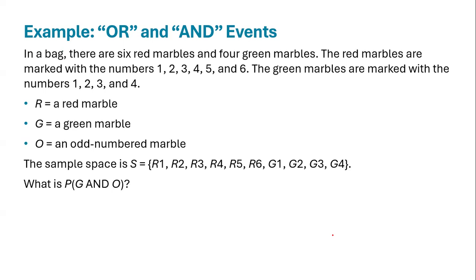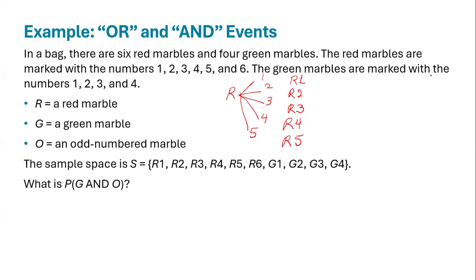So that's a sample space. How do we find the sample space? We have red marbles, which are marked with numbers 1, 2, 3, 4, and 5, which means R1, R2, R3, R4, and R5. The sample space is just all the outcomes for red marbles.